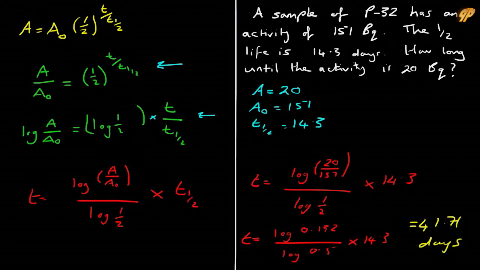Now, unusually in physics, I've left the time for the half-life in days. Because I left the time for the half-life in days, our final time for the decay to decrease from 151 becquerels to 20 becquerels is also in days and comes out at 41.71 days.